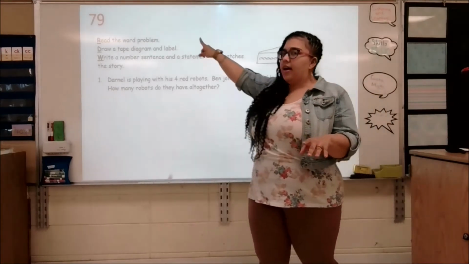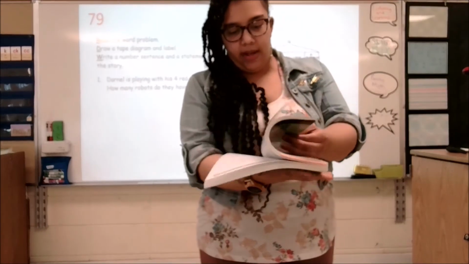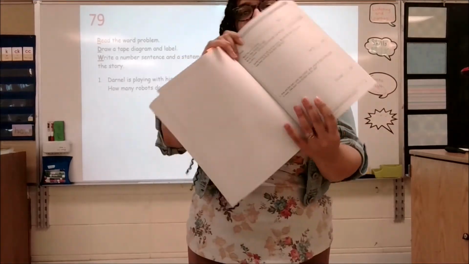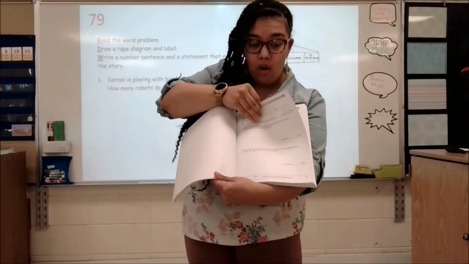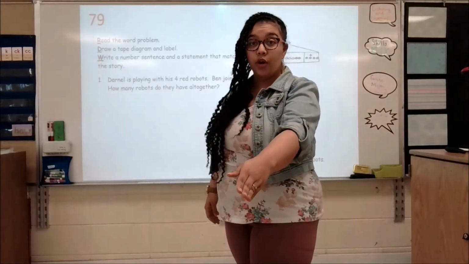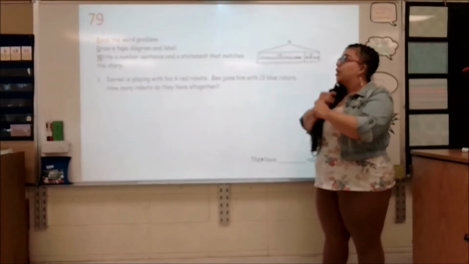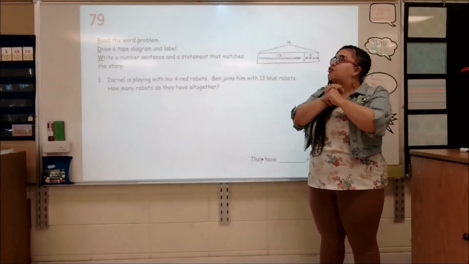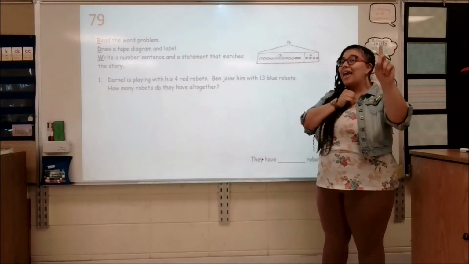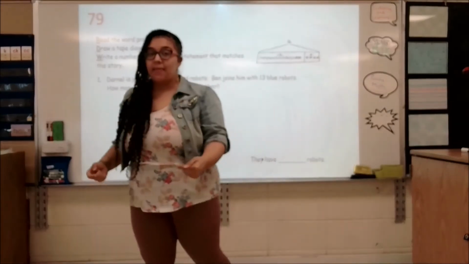From page 79, so red 79 means it's in our Red Trim Succeed book, page 79. We're actually going to do all 4 of them. We're going to do all 4 of the given word problems that are in your homework book. Okay? Now, let's read this. So we're going to read the word problem. We're going to draw a tape diagram and label. So read, draw, and label, and then write a number sentence and a statement that matches the story.